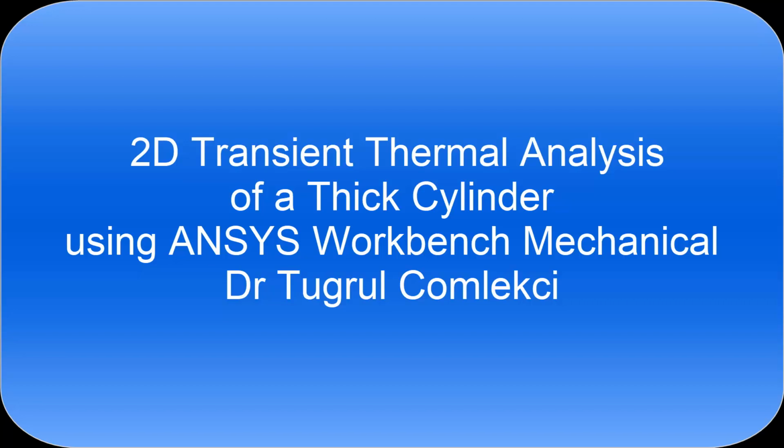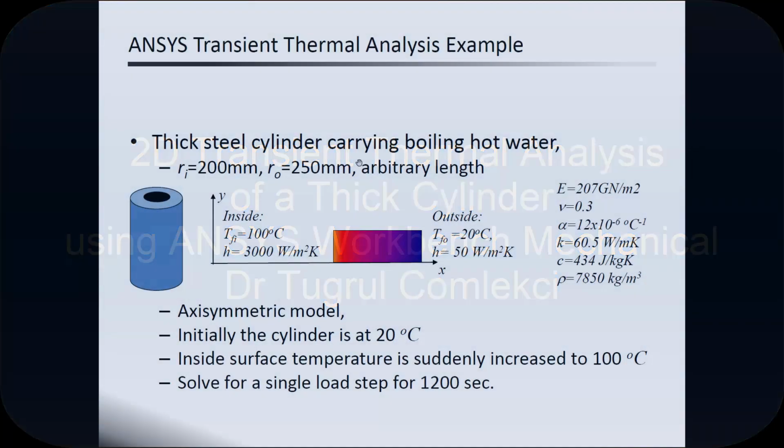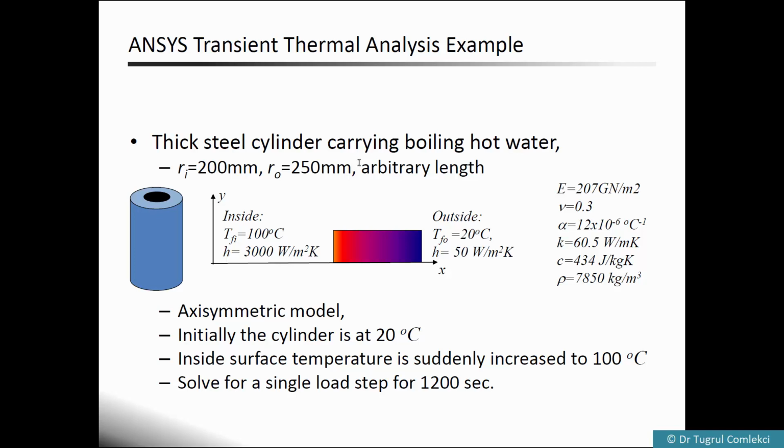I will now look at a transient thermal analysis of a thick steel cylinder using ANSYS Workbench. This cylinder internally has, let's imagine, boiling hot water at 100 degrees with a very high heat transfer rate, and at the outside it's exposed to, let's say, air at 20 degrees with a heat transfer rate of 50 watts per meter square Kelvin.